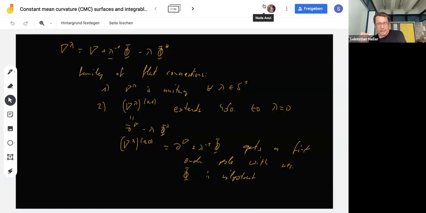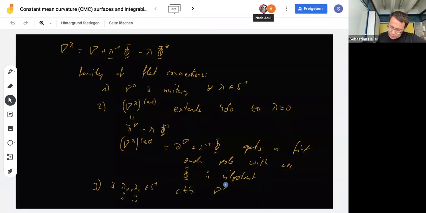This is the condition that our map will be conformal in the end. And we can also read off whether the map is an immersion or whether it has branch points. So if phi is nowhere vanishing, we get an immersion, for example. And the third condition is that there exist two points on the unit circle, so for minimal this would be 1 and minus 1, such that nabla lambda i, for i equals 1 or 2, is trivial, so has trivial monodromy.